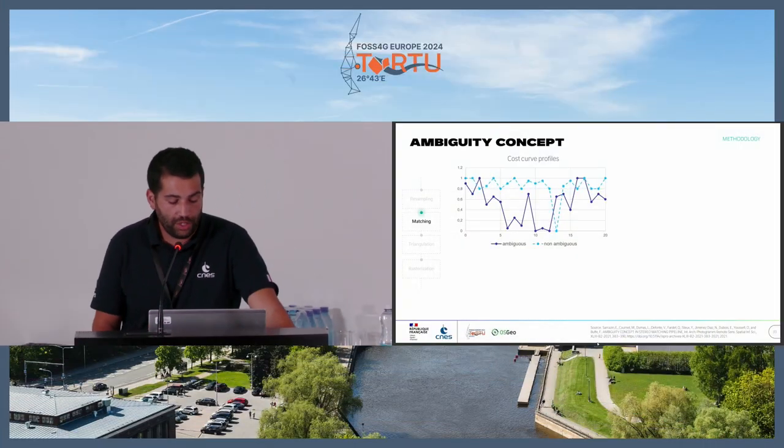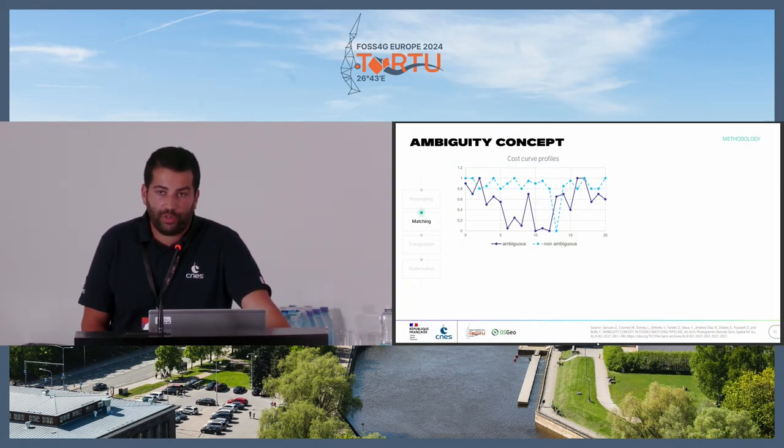We try to add some constraints to the bilateral filtering to improve it. The first constraint is about the so-called ambiguity concept. The concept of ambiguity is contained in a tool called Pandora. Pandora is a tool which does the matches between the two images. For each pixel in the left image, we compare all the pixels in the right image, and we obtain cost curve profiles.